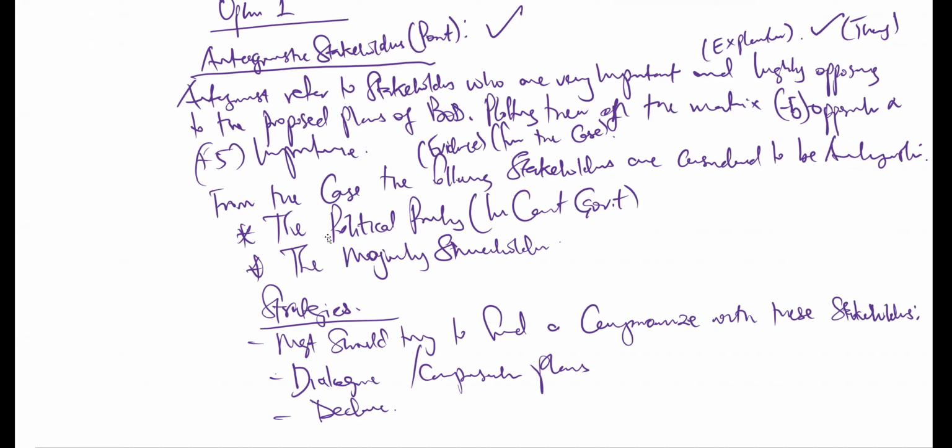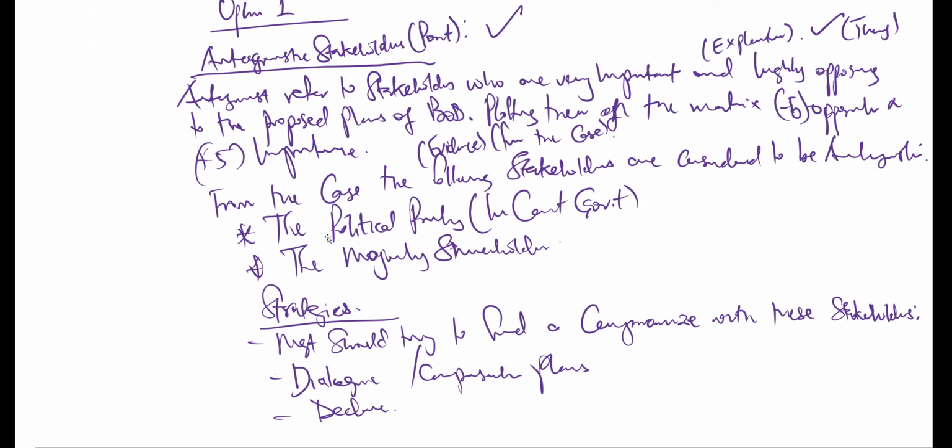Antagonistic stakeholders refer to stakeholders who are very important and highly opposing to the proposed plans of the board. Plotting them on the importance and opposition matrix will be -5 for opposition and +5 for importance. I get it. So that was the explanation, right? Then I go to evidence.